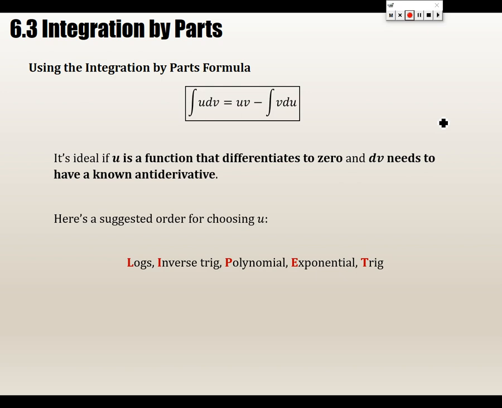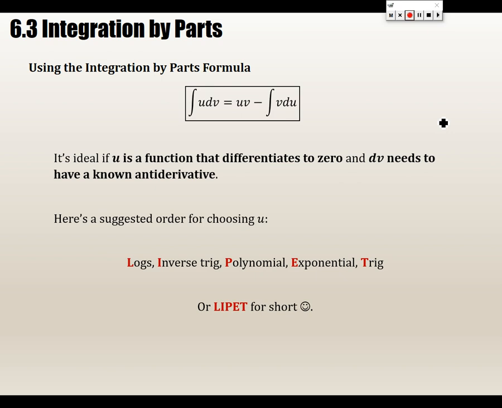This is an acronym, in order: LIPET. Actually, some of those things don't matter, like exponential or trig; you can do those in either order. It turns out it doesn't really matter, but it makes a better acronym. It could be LIPTE if you want. And in some sense, I don't have to show you this. Experience will bear it out. You'll see that this is the fruitful order to choose for what to let u be.